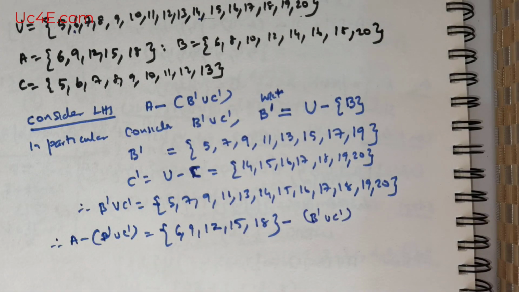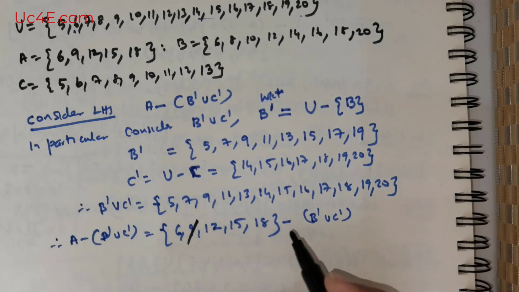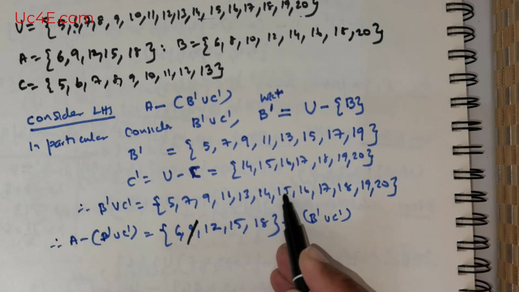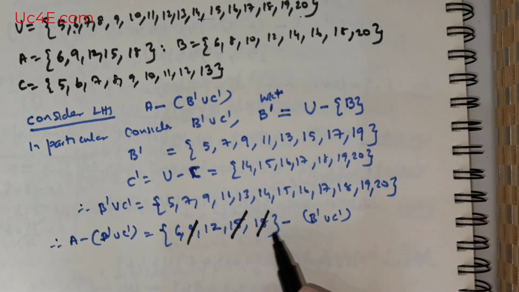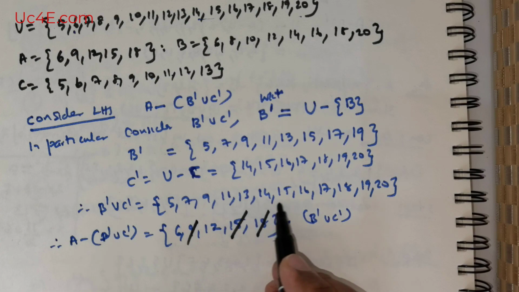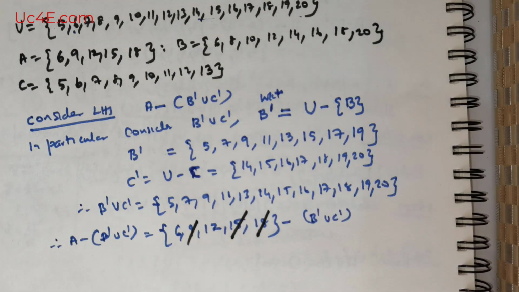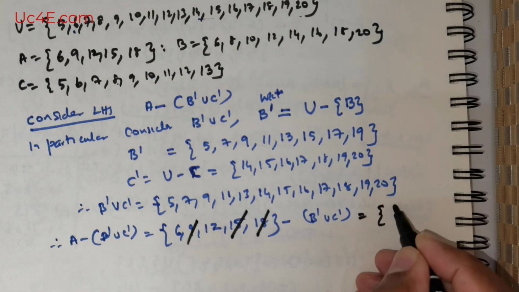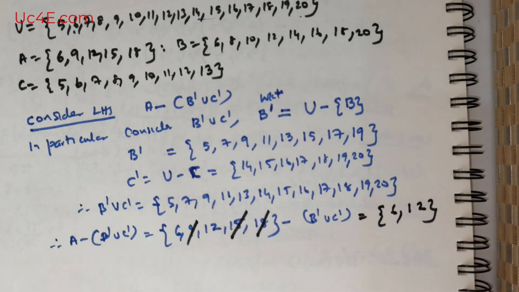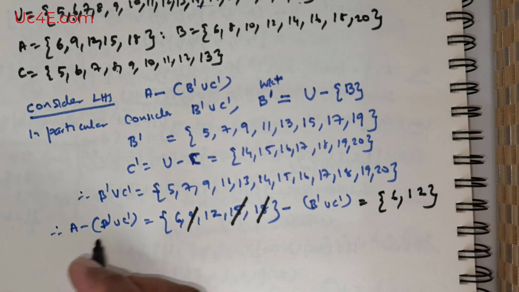So I'm taking away whatever I see. I see a 9, I take away 9. I see a 12, no. I see a 15, I take away 15. I see a 18, I take away 18. So 6 is there, 12, apparently 12 is not here. So this is equal to 6 and 12. Right, so that's for the left hand side.